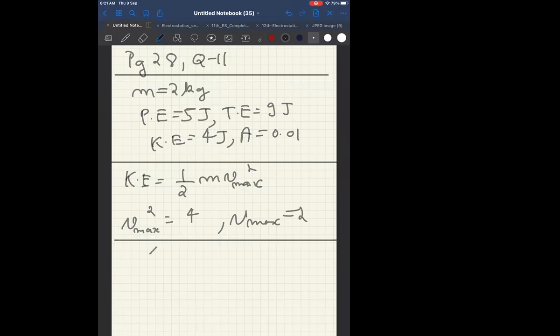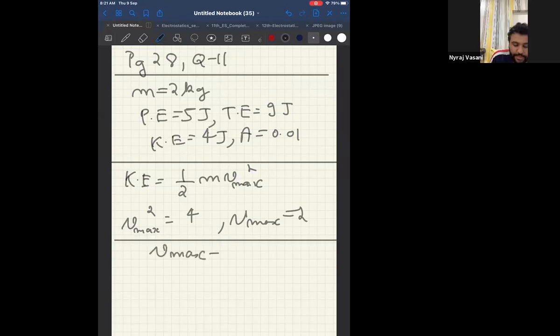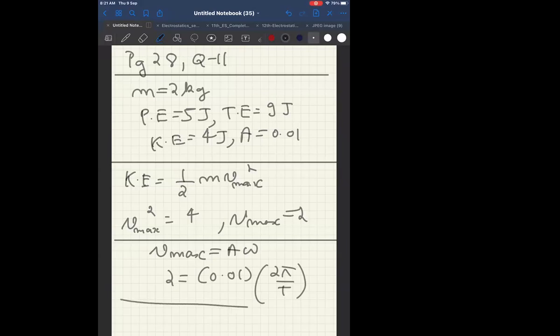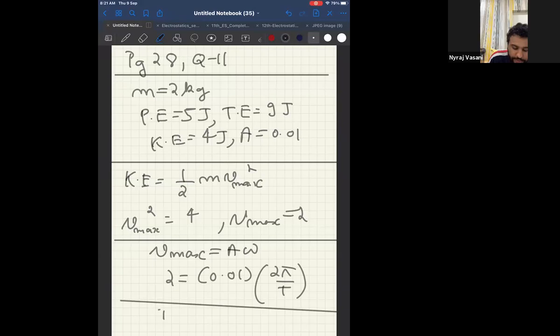Now, I also know the formula for v max as A omega. Now, v max, I got it as 2, is equal to A, which is 0.01, and omega, can I write it as 2 pi by T? Because I want to find the time period, therefore I write omega as 2 pi by T. Therefore, can I say if I keep T on one side, I will get pi by 100? Just check and tell me if you're getting it.